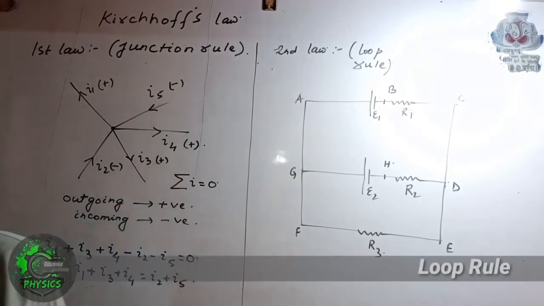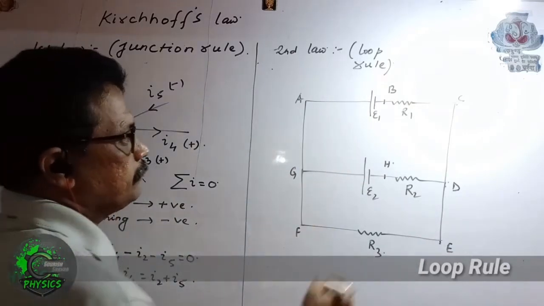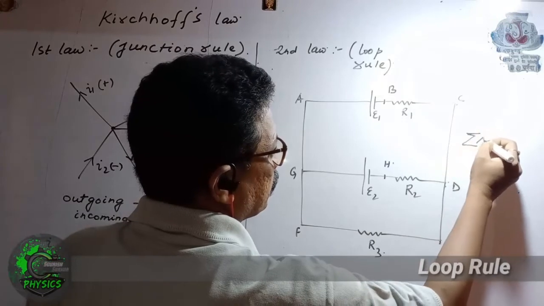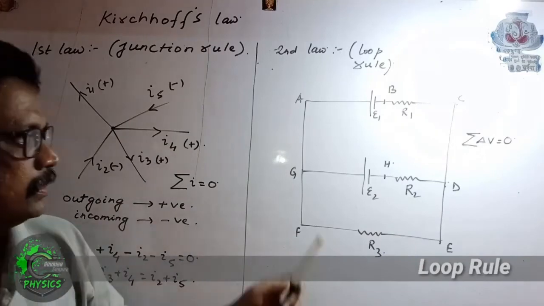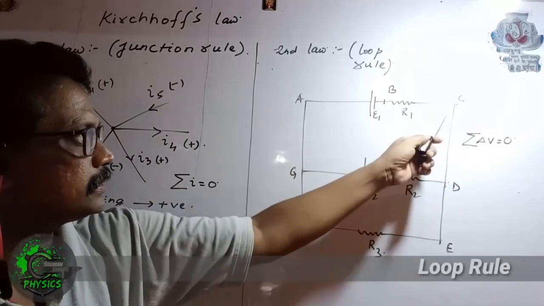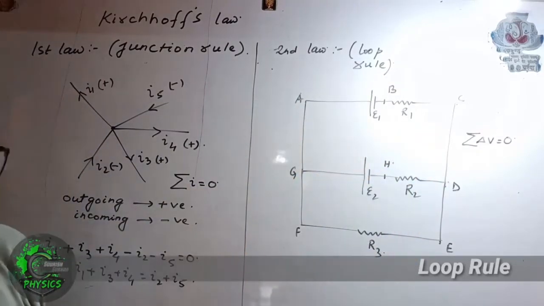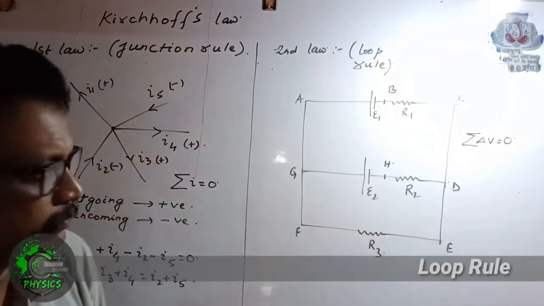What is this loop rule? This loop rule states that the algebraic sum of changes in potential around any closed resistance loop is 0. You can see it is a closed resistance loop. An algebraic sum of potential differences means mathematically delta V equal to 0 in the closed loop. So how many loops are there? We can see one loop A, G, B, C, B, A. Another loop G, F, E, B, H, G. These are two loops we can see here.